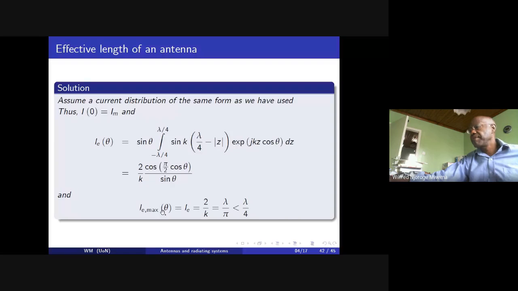And LE max is therefore going to be given by that value for theta equal to pi by 2, and therefore we get a value of twice by K alone there. So we can see that this is going to be pi by lambda by pi, and we recall that this will be smaller than lambda by 4. Is it correct? Doesn't sound right. Lambda by pi should be larger than lambda by 4, I would say.